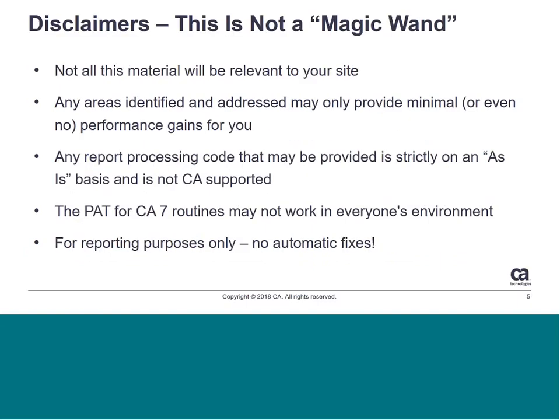This is not a magic wand. Basically, what I'm trying to do is give you information which may or may not be relevant to your site or the way you operate CA7. Any areas that the toolkit or the graphs we produce highlight or identify may only, even if you make some changes and adjustments, give you minimal or even no performance gains in your particular environment. So it's very much a try-it-and-see basis.